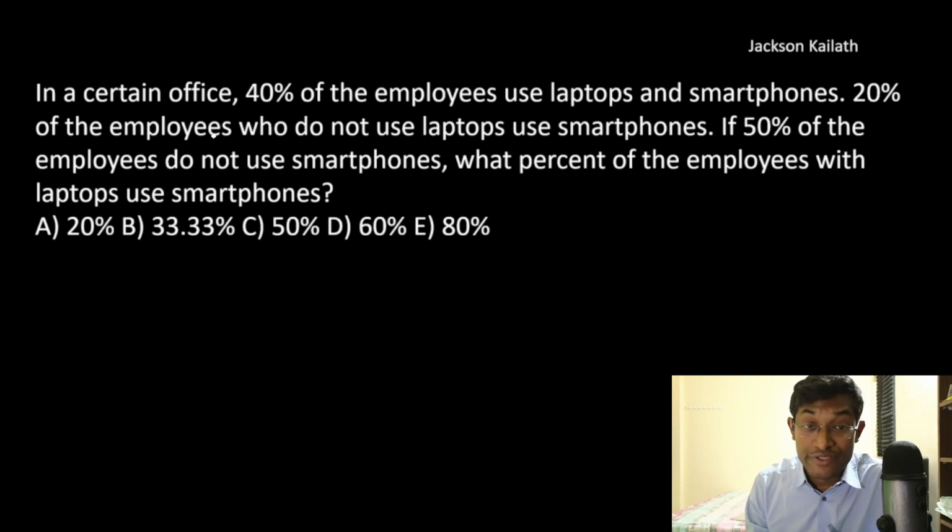In a certain office, 40% of the employees use laptops and smartphones. 20% of the employees who do not use laptops use smartphones. If 50% of the employees do not use smartphones, what percent of the employees with laptops use smartphones?